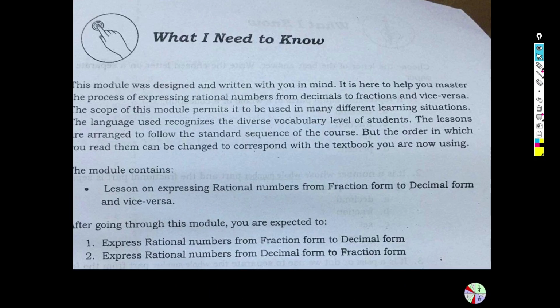This module was designed and written with you in mind. It is here to help you master the process of expressing rational numbers from decimals to fractions and vice versa. The scope of this module permits it to be used in many different learning situations. The language used recognizes the diverse vocabulary level of students. The lessons are arranged to follow the standard sequence of the course, but the order in which you read them can be changed to correspond with the textbook you are now using.